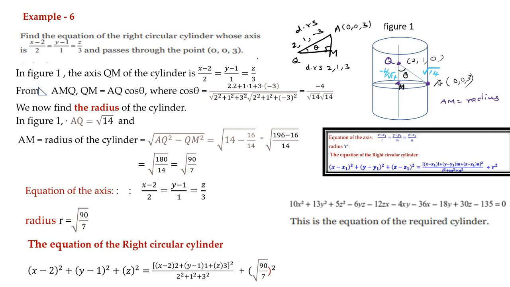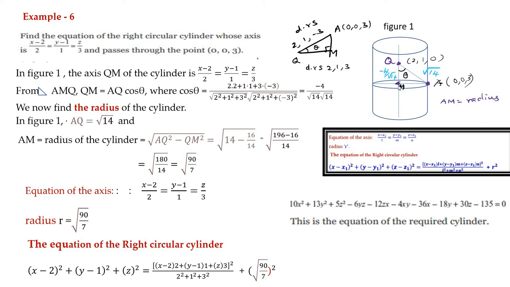AQ using the distance formula, because we know the coordinates of this point, and this is the point 2, 1, 0 on the axis that is given, so Q is known. So use the distance formula to get AQ. When we use the distance formula, we have 2 minus 0 the whole square, that is 4. 1 minus 0 the whole square, that's 1. So 4 plus 1, 5. And then 0 minus 3 the whole square, that is 9. So we have square root of 14 to be the distance between A and Q.